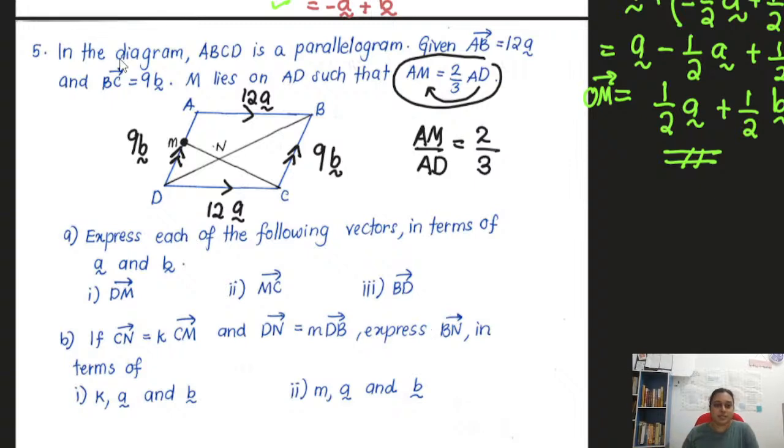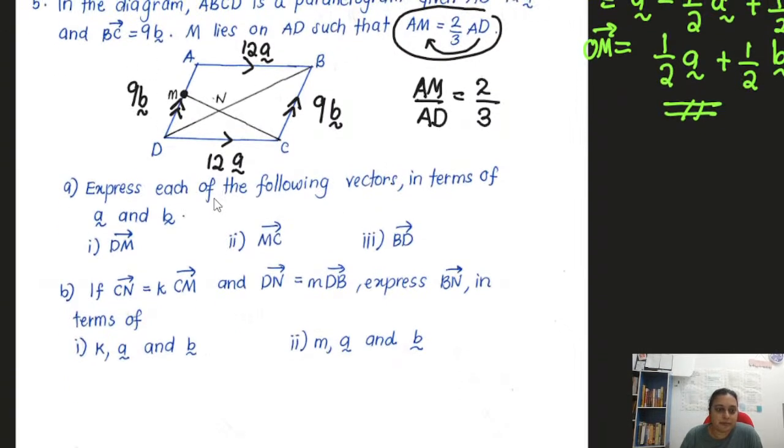Okay, first question. Express DM. DM is this one, D to M. What can we use for DM? You want to use connecting point or you want to use the ratio method? Teacher wants you all to think and tell me. Think first. See whether it's connecting point or can use ratio or not.